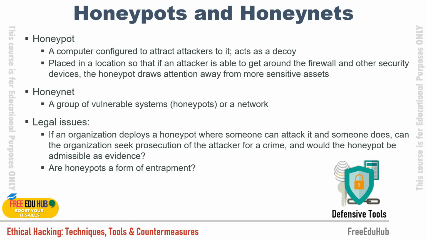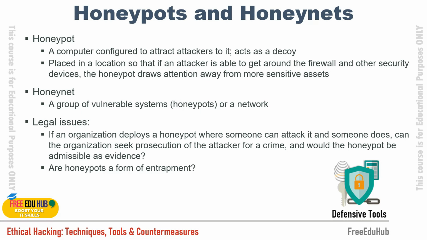Then we have honeypots and honeynets. A honeypot is a computer configured to attract attackers to it as a decoy. So we deploy a honeypot on the network so that we can identify if someone is trying to play with the systems. It is placed in a location so that if an attacker is able to get around the firewall and other security devices, the honeypot draws attention away from more sensitive assets. So he'll try his own skill set and his payloads on this one, and you'll detect it, and you'll be able to protect your systems against any attempts which were made. Honeypots are relatively easier to penetrate, and they are named in a way that attracts the attacker towards them, so he loses focus from the rest of the systems.